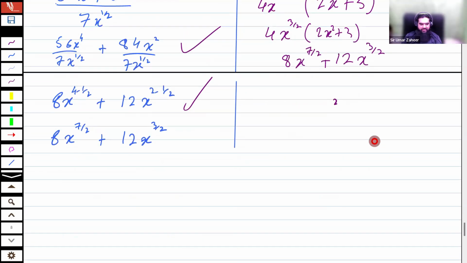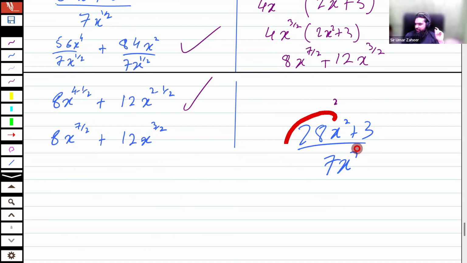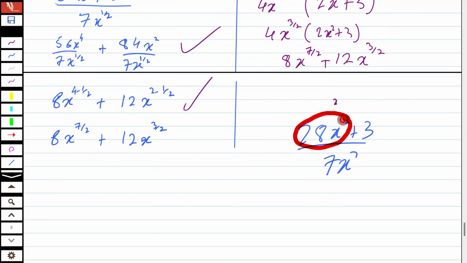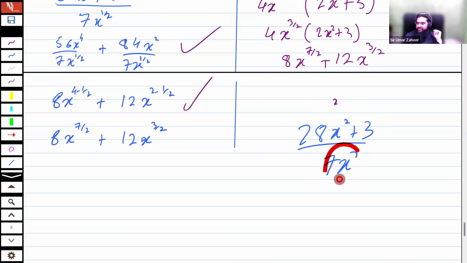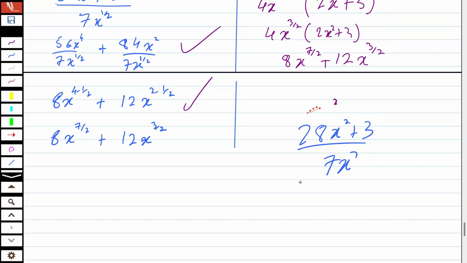But in the situation that I write, you have 28x squared plus 3 divided by 7x squared. In this situation, they are not dividing. Basically, 28x squared is adding with 3, and the whole value is dividing with 7x squared. So if some value is not dividing, how can we cancel out these?